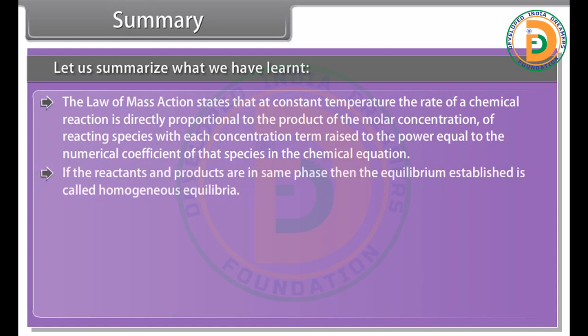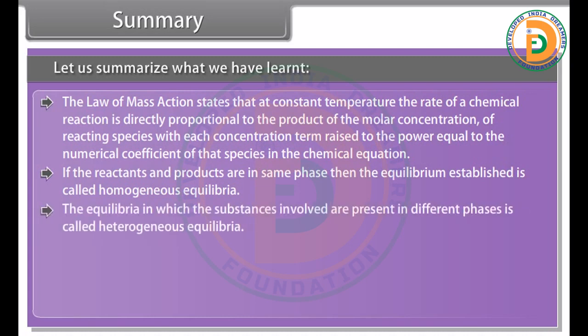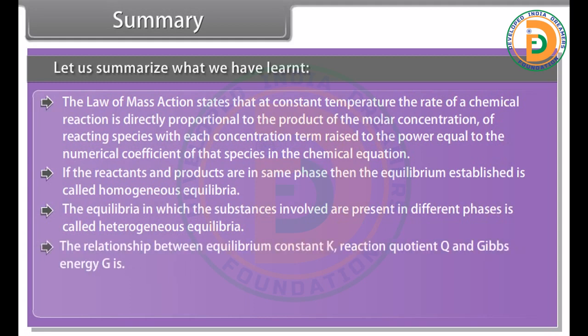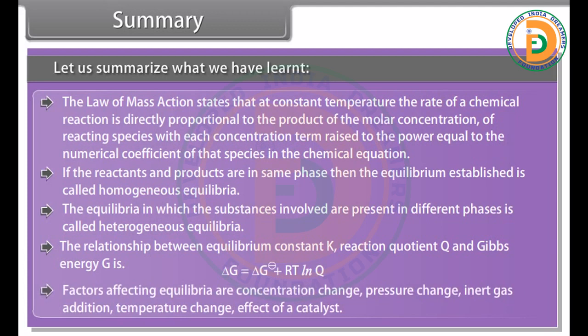If the reactants and the products are in the same phase, then the equilibrium established is called homogeneous equilibria. The equilibria in which the substances involved are present in different phases are called heterogeneous equilibria. The relationship between equilibrium constant K, reaction quotient Q, and Gibbs energy G is. Factors affecting equilibria are concentration change, pressure change, inert gas addition, temperature change, and effect of catalyst.